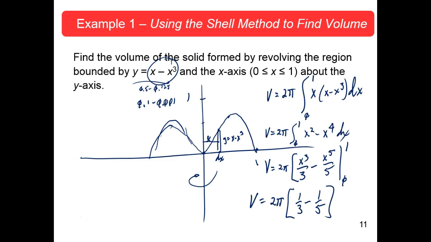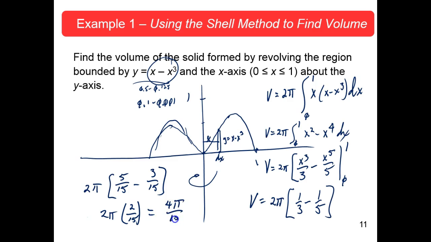Now, the rest of it is math. That's not particularly fun either, but it's not too bad. 2 pi. What's the least common denominator? 15. How many 15ths is 1/3? 5 15ths minus, how many 15ths is 1/5? 3 15ths. And what's that difference? 2 pi times 2/15, which looks a lot like 4 pi over 15.